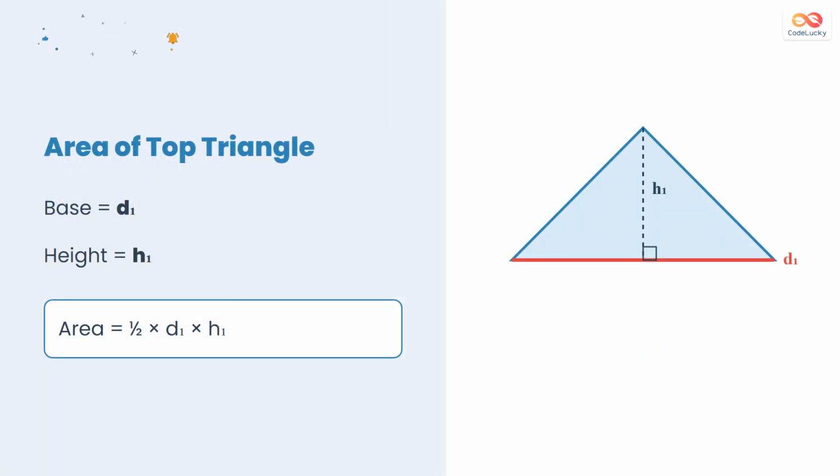Look at the top triangle. Its base is the horizontal diagonal, D1. Its height is the upper part of the vertical diagonal, let's call it H1. The area of a triangle is 1/2 base times height.